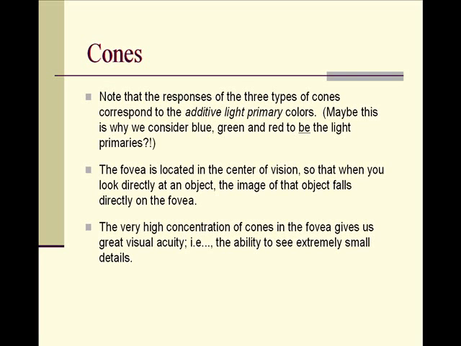The fovea is in our eye and located in the center of vision, so that when you look directly at an object, that image falls directly on the fovea. The high concentration of cones there gives us our great visual acuity, that is, the ability to see extremely small details. There are approximately 7 million cones in our eye, and there is no way that our instruments can be that accurate. There aren't 7 million detectors in a spectrophotometer.